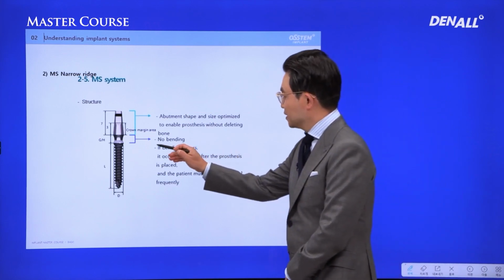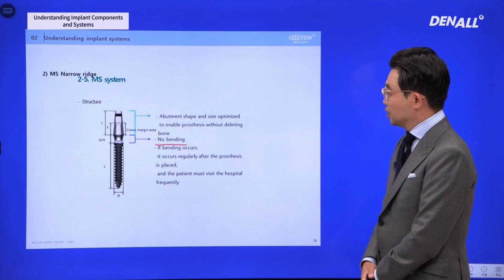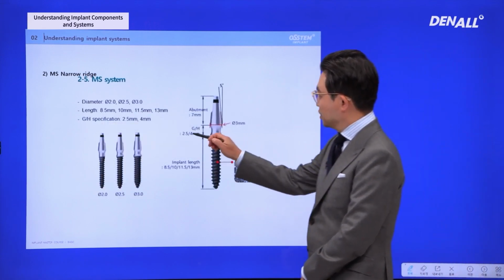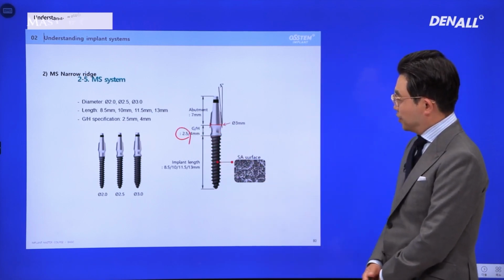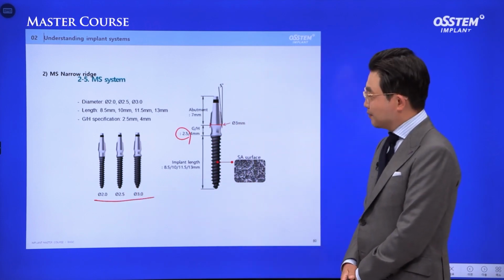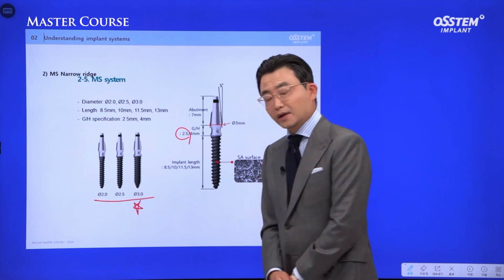And it cannot bend, as I told you. So besides the mandible anterior area, I do not recommend using this system. Gingiva height: clinically I use mostly 2.5. Diameters from 2 to 3 are available, but I mostly opt for 3.0.